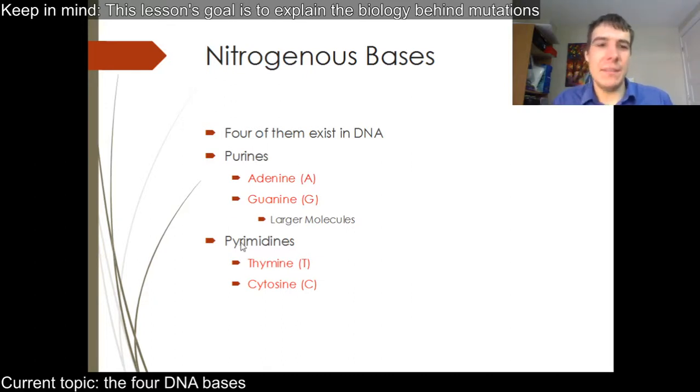Which is always annoying to me because purine is a smaller word than pyrimidine. It comes from a chemical definition: purine is a specific chemical ring structure and pyrimidine is a different specific chemical ring structure, but it always annoys me that the small ones have the larger name and the large ones have the smaller name.